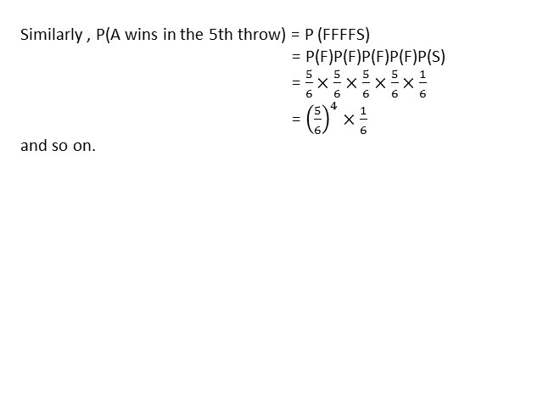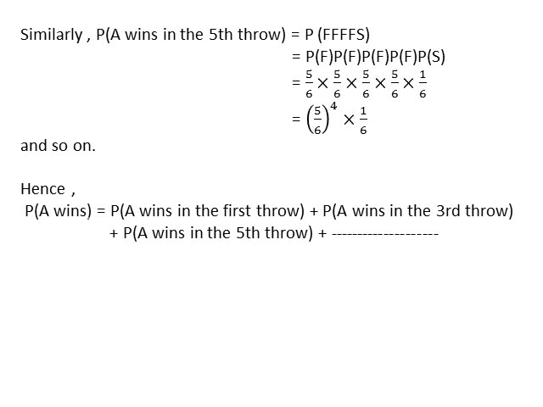This process goes on infinitely. Hence, the probability that A wins equals the probability that A wins in the first throw plus the probability that A wins in the third throw plus the probability that A wins in the fifth throw and so on. This equals 1 by 6 plus 5 by 6 whole square multiply 1 by 6 plus 5 by 6 whole raised to power 4 multiply 1 by 6 and so on. This is an infinite GP.